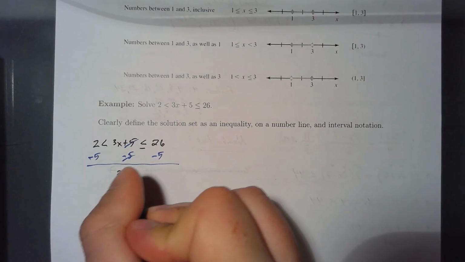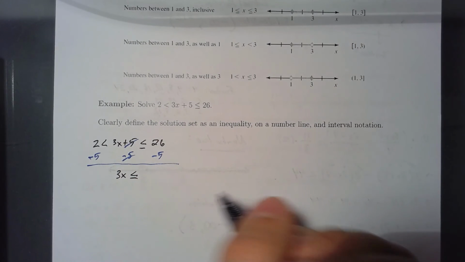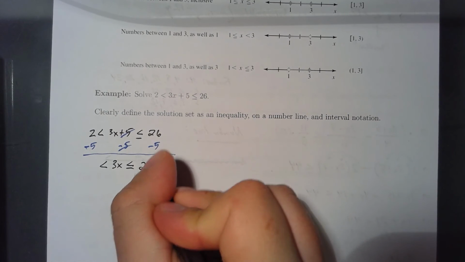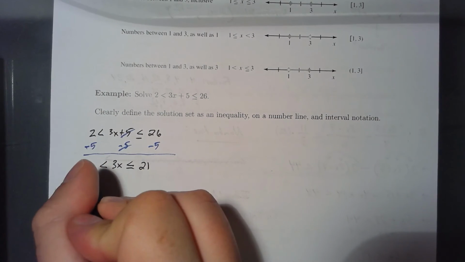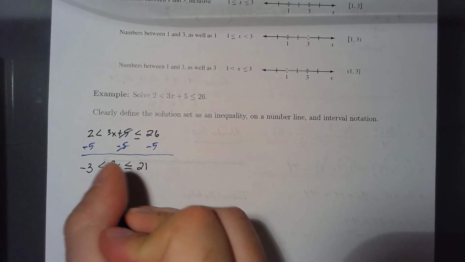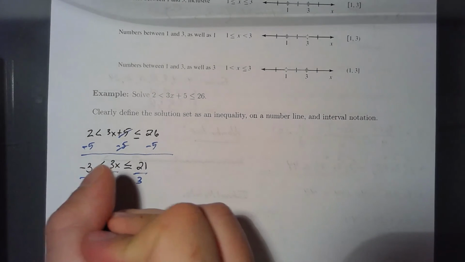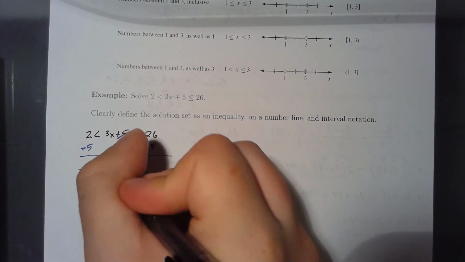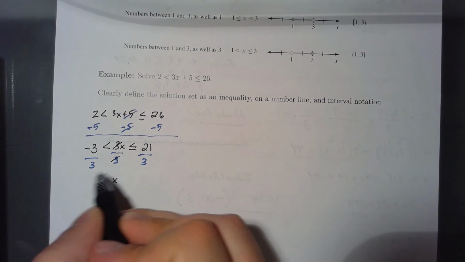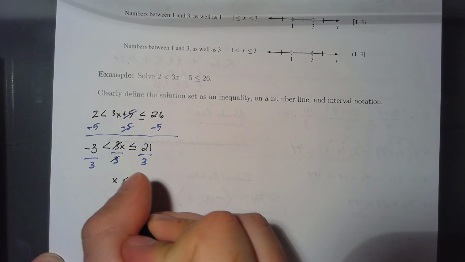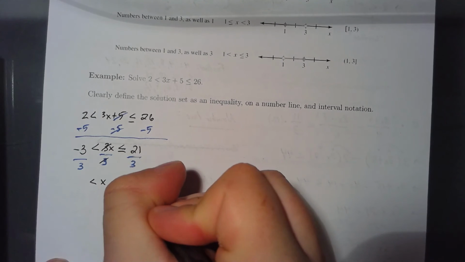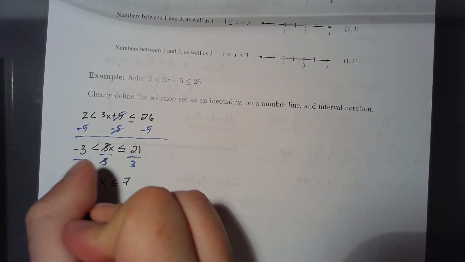So I have 3x in the middle, less than or equal to, and less than. 26 minus 5 is 21. 2 minus 5 is negative 3. And now divide by 3 on all 3 sides. The 3's go away. X. So now because I divided by a positive value, I do not need to flip these. 21 over 3 is 7. Negative 3 over 3 is negative 1.